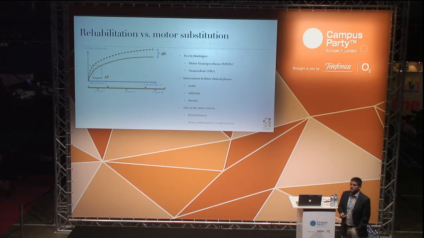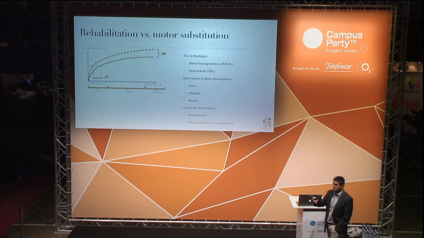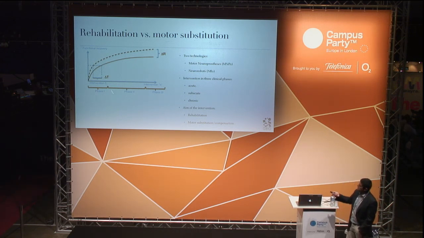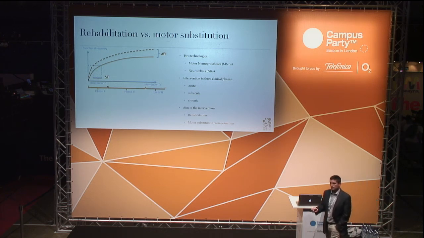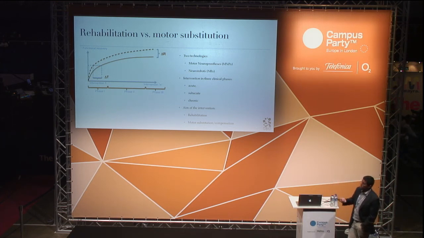Okay, so in the project that I was referring to before, we are targeting three different stages in the evolution of this neurological condition. We are targeting phase one, the so-called acute phase, and phase two, where we have rehabilitation. But we are also targeting phase three, the chronic phase of the condition, where rehabilitation is no longer achieved, but we can use the technology for functional compensation.